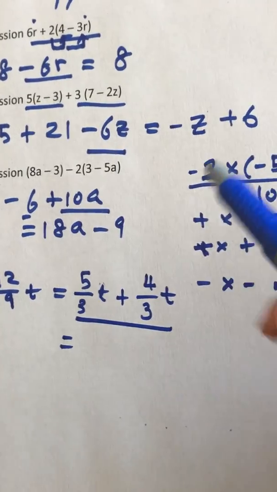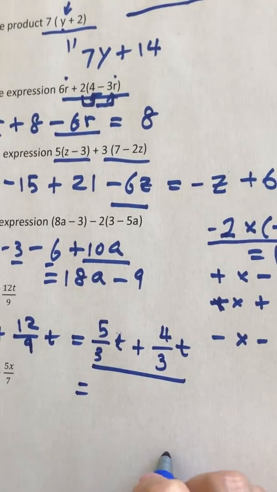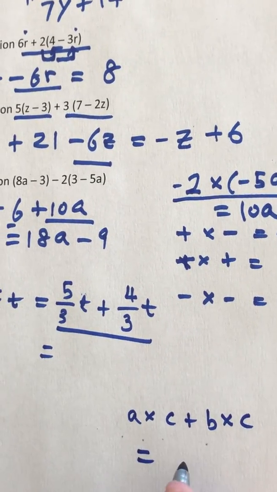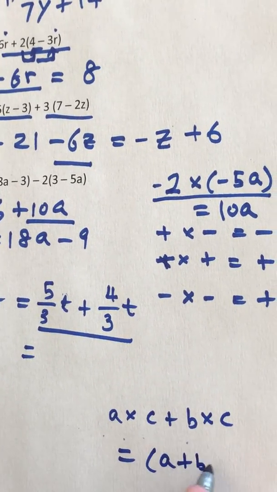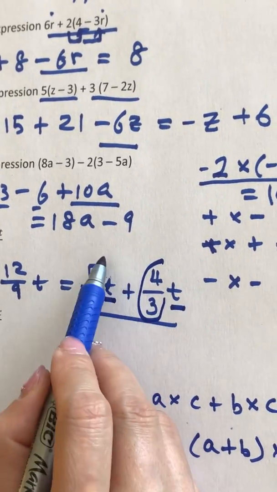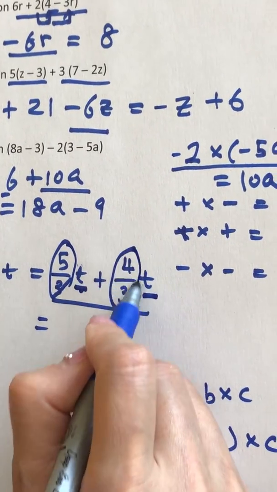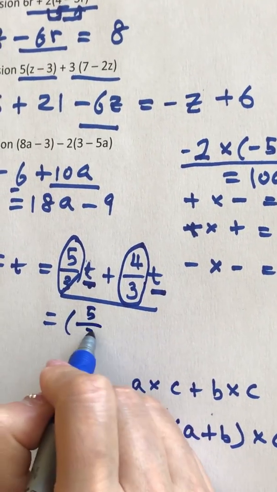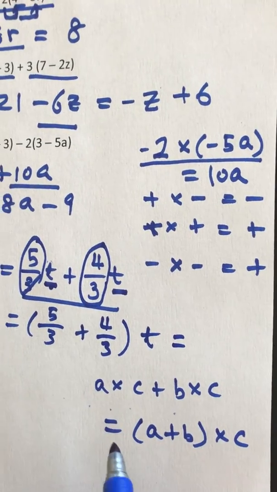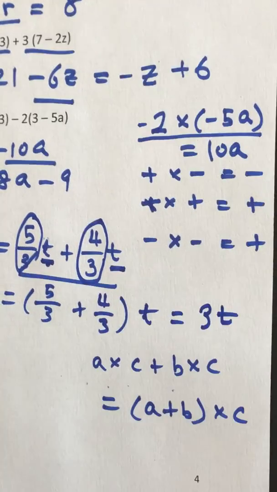This is the reverse of the distributive property that we have just mentioned. If we have a multiply c plus b multiply c, this can be simplified as a plus b, multiply c. In this case, we multiply both fractions with the unknown number t. So we collect the first fractions out, 5/3 plus 4/3 multiply t. These two add together is 9 over 3, right? That's 3 multiplied to t.